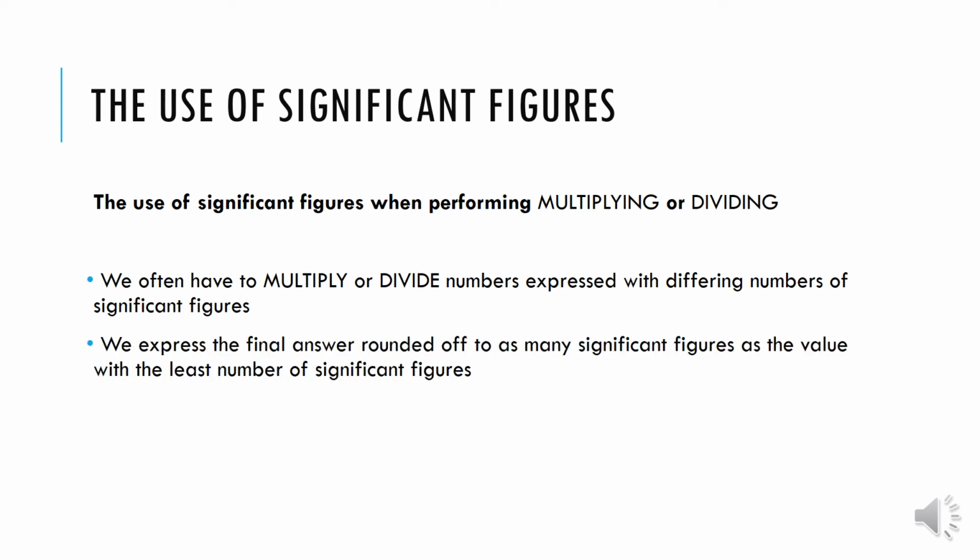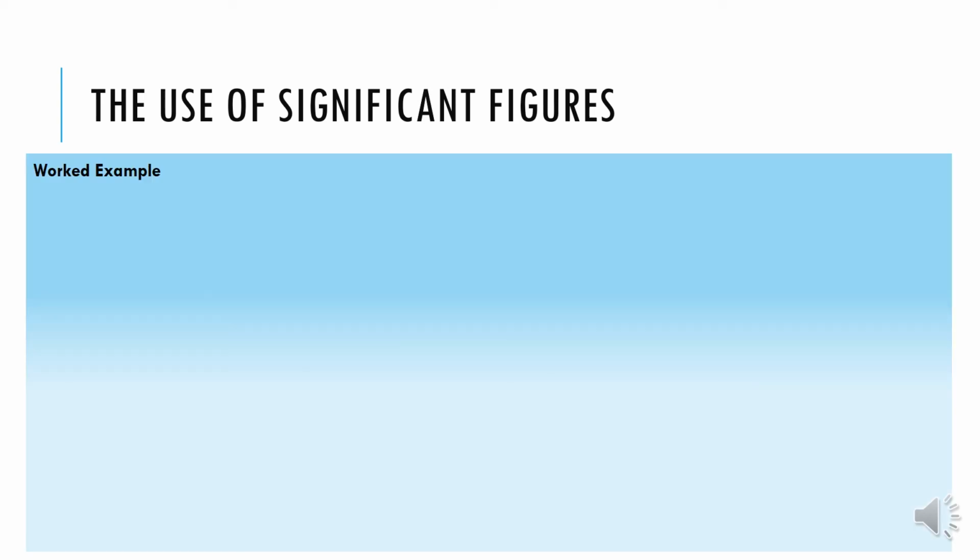Well, we have to express the final answer of that calculation and round that answer off to as many significant figures as the value with the least number of significant figures. So there is a kind of limiting precision here, and it will always be the value with the least number of significant figures. So let's have a look at a worked example here.